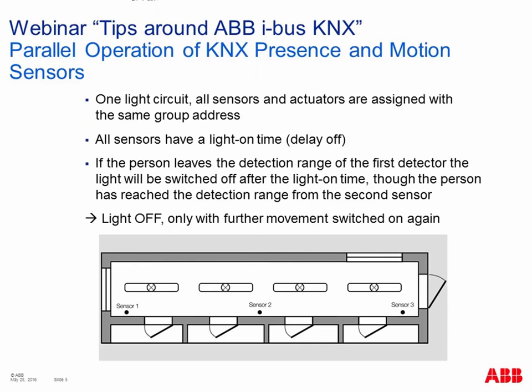If you do it the traditional way, you have one light circuit and all sensors and actuators are assigned with the same group address, like normal parallel operation of any push buttons, for example. What would happen? First of all, the sensors have the same light on time or delay off time you adjust there. If you reach the first area, for example sensor 1, of course the light will be triggered and switched on. Then you go to the next part of your corridor, to the next detection area of sensor 2. Of course sensor 2 will re-trigger the light, but sensor 1, programmed with light on time or delay off time, will after this time switch off the light.